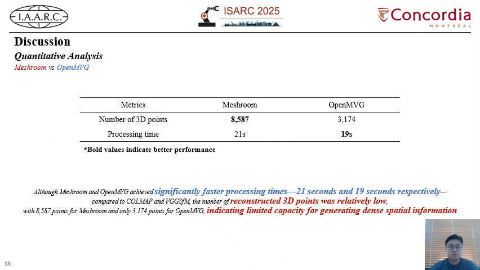In addition to COLMAP and VGGSfM, we included Mushroom and OpenMVG to evaluate their potential as lightweight pre-processing tools for camera pose estimation. These tools are not primarily designed for dense reconstruction, but they are widely used in pipelines where fast pose initialization is required. However, they reconstructed far fewer 3D points for Mushroom and OpenMVG, making them less suitable for detailed modeling.